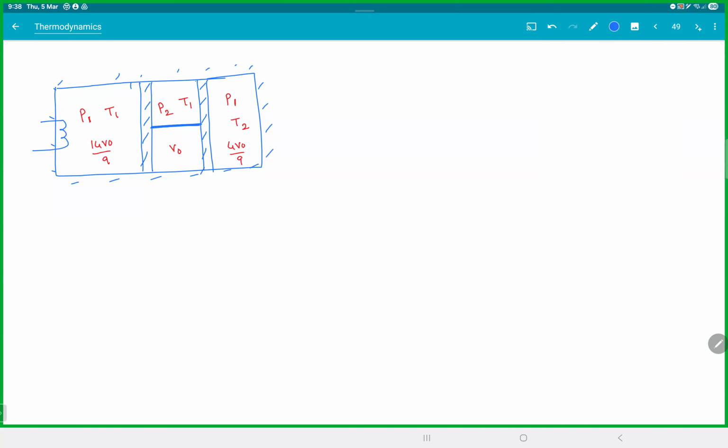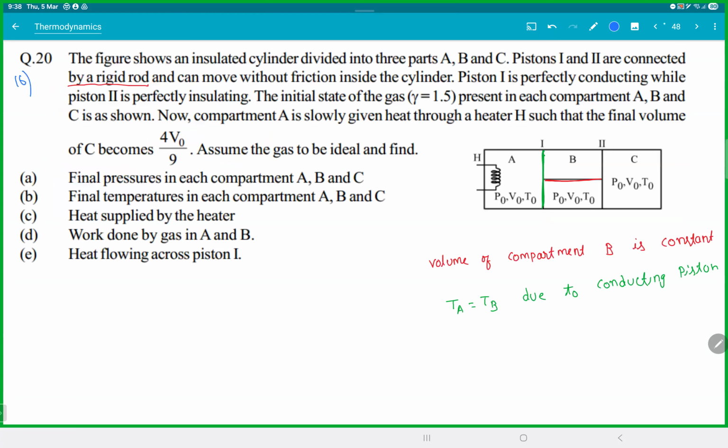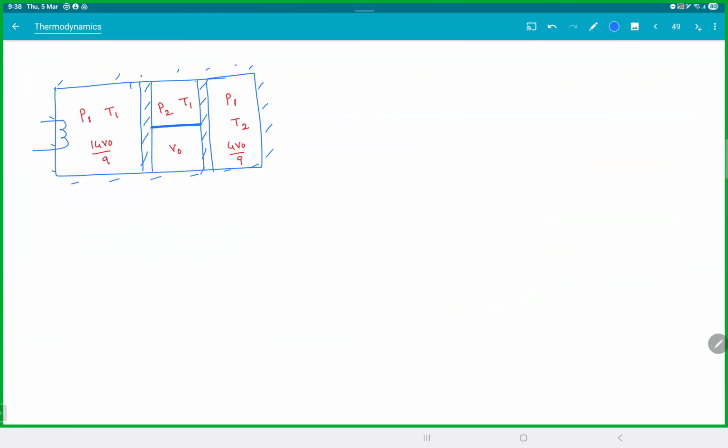This is the first thing, getting the data. So pressure in the first and third will be the same. Temperature in the first and second will be the same. And then what is given? Volume is given. What do you want to find? You want to find the pressures and the temperature. Perfect.